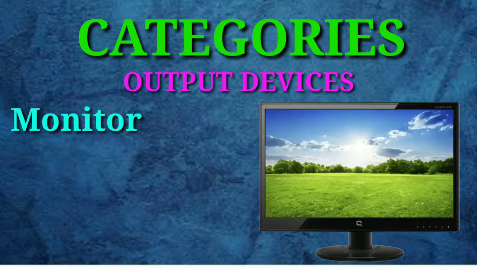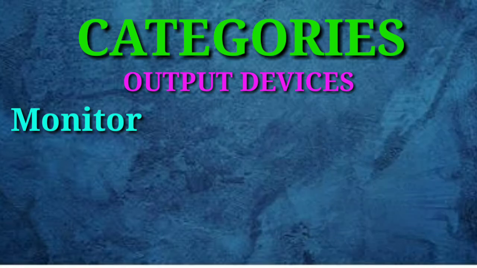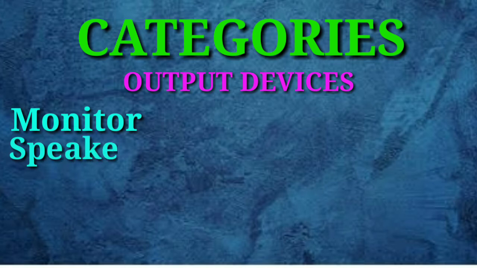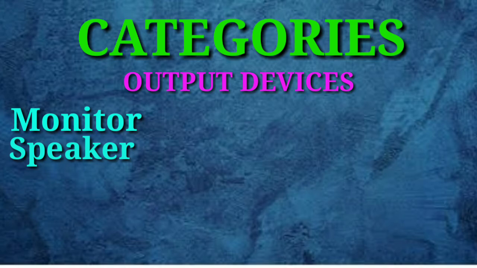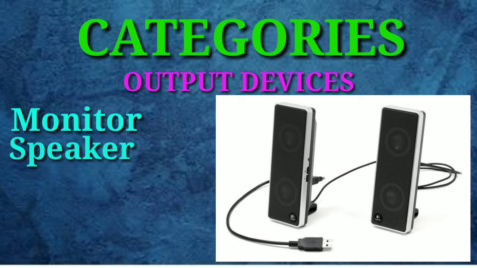Next output device. One of the most common output devices is the speaker, which is used with computer systems. Some speakers are designed to work specially with computers, while others can be plugged into any type of sound system. Regardless of their design, the purpose of the speaker is to produce audio output that can be heard by the listener.